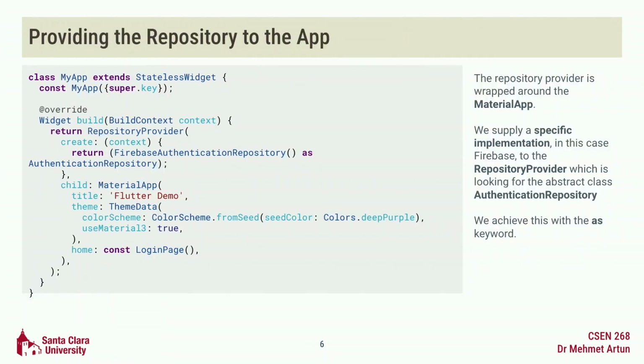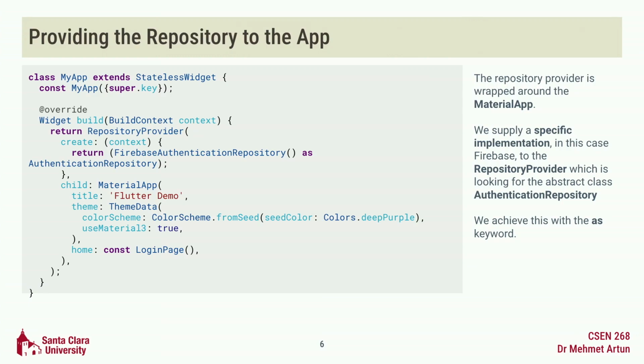So, up to now, we have created an abstract class authentication repository. We have done 2 implementations of the authentication repository, which are distinctly different to each other, but they all share the same method sign in. Okay? Now, the way I inject the repository into the app is here.